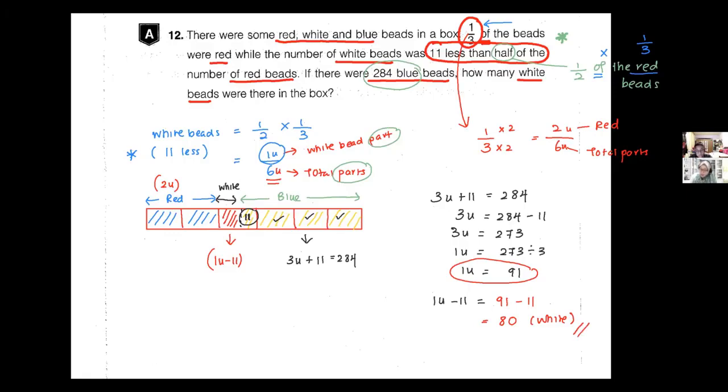So this is what I call the model, just a simple part whole model. But this portion here is where the fraction "of" comes in, with the half of the 1/3 and also changing the 1/3 to become 6 parts. Okay, all right, now you can start to copy.